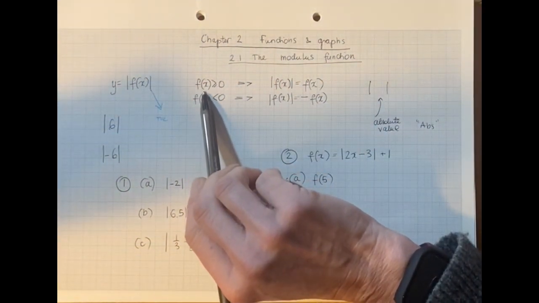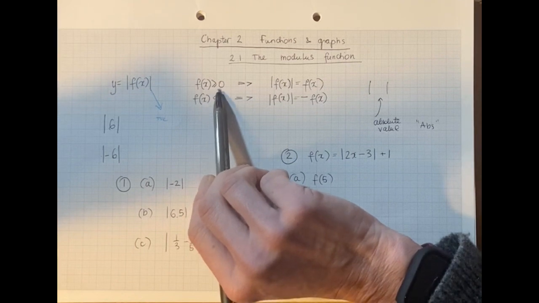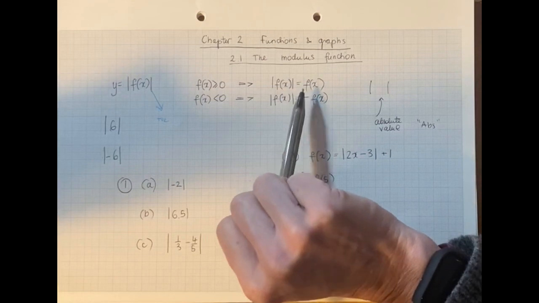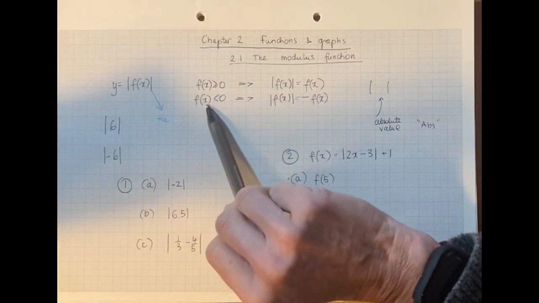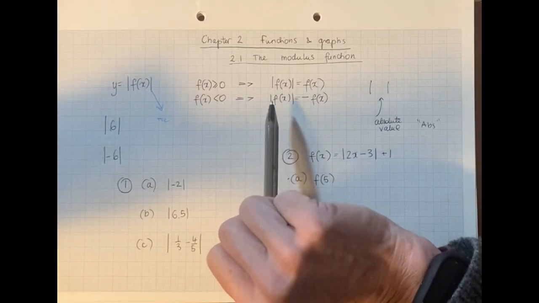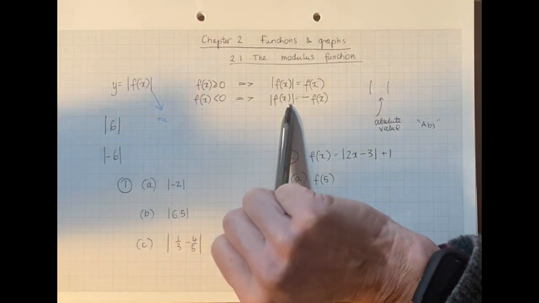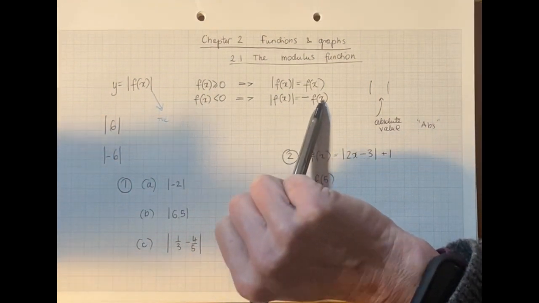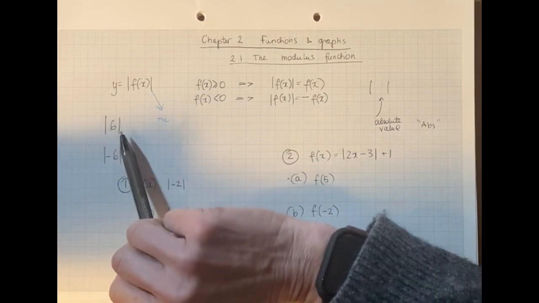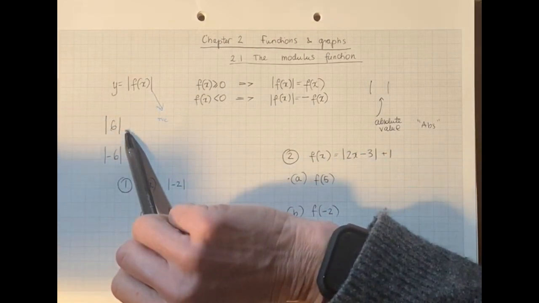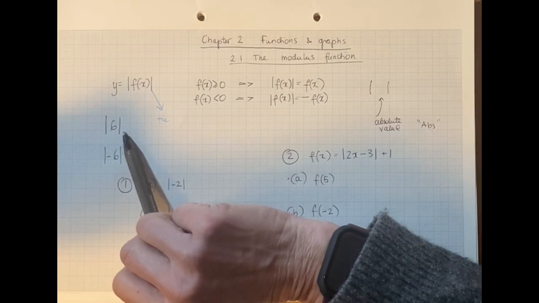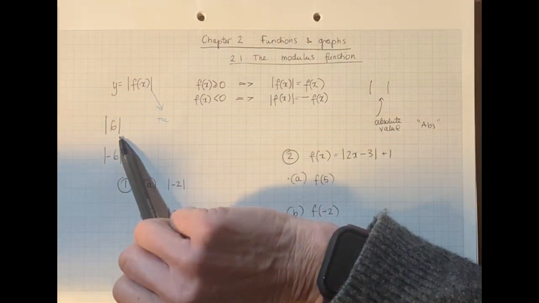When f of x is greater than or equal to 0, then the modulus of f of x is equal to f of x. However, if f of x happens to be negative, then the modulus of that needs to represent a positive value, so it's the same as minus f of x. So really what it means is, whatever is negative changes into a positive equivalent, the same size but opposite in value, and if it's positive, it stays positive.